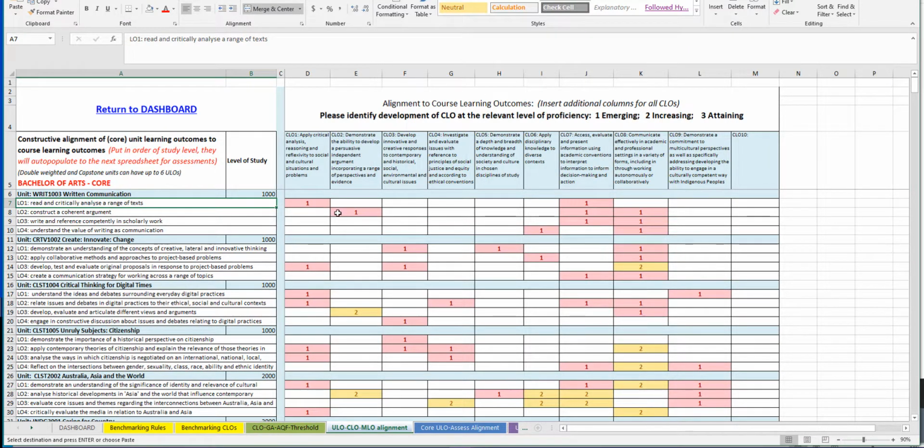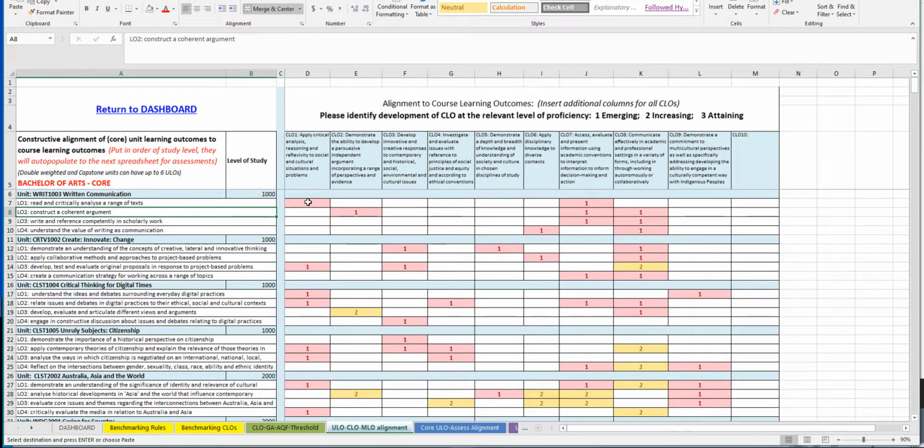So this number is not in relation to the unit learning outcomes. We're assuming that all unit learning outcomes are attained. We are mapping it to the course learning outcomes. So within all of these units, by the time we get to the end, we should have had 1s, 2s, and 3s across each of these course learning outcomes, so that students have had the ability to have emerging, increasing, and then attaining those course learning outcomes.